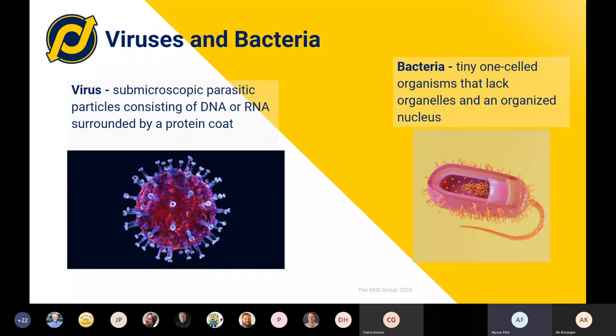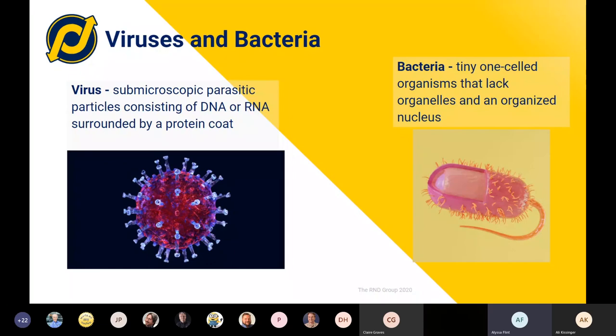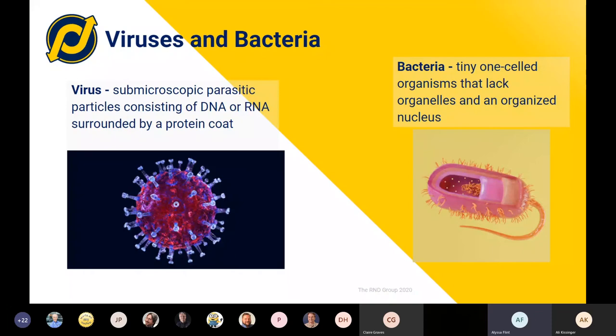coli and Streptococcus. Bacterial infections are treated with antibiotics, which work by attacking the cell wall, interfering with bacterial reproduction, or blocking protein production. Antibiotics do not work on viruses because of their structural differences.